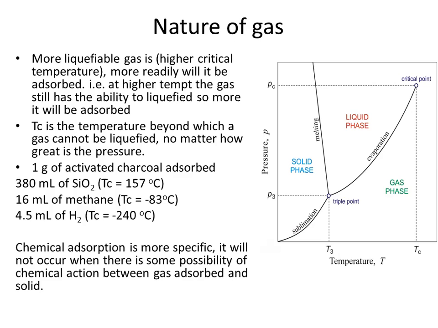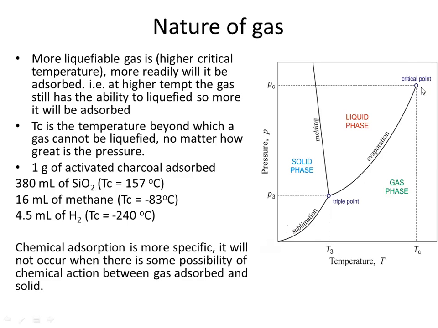The first one is the nature of the gas. It is written here: the more liquefiable the gas, the more readily it will be adsorbed on the surface of the adsorbent. That is, the more liquefiable it is, the more it will adsorb. What does it mean? More liquefiable means having a higher critical temperature. So what is the critical temperature? That's why I have highlighted it on the same phase diagram, solid, liquid, and gas.